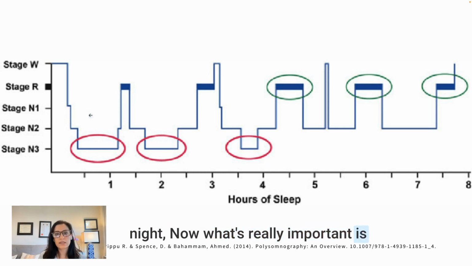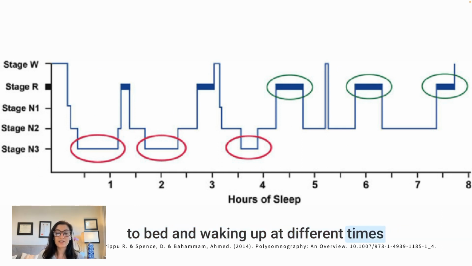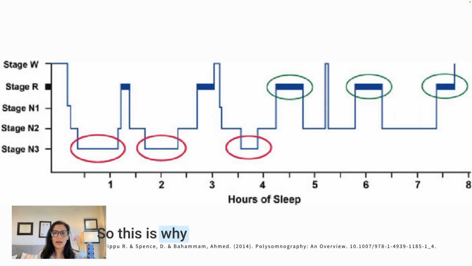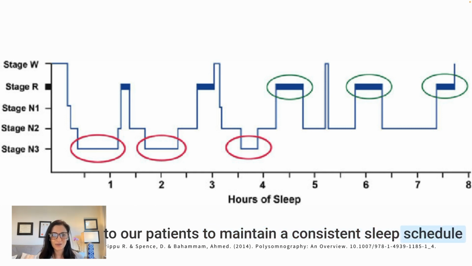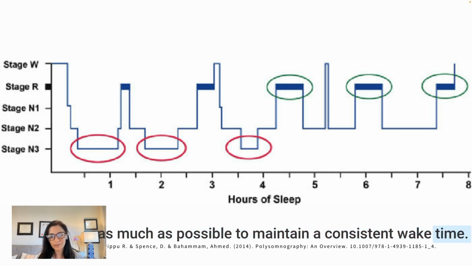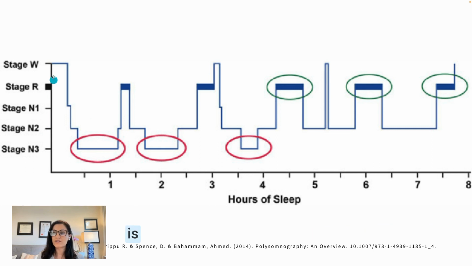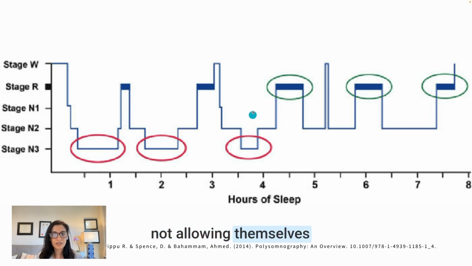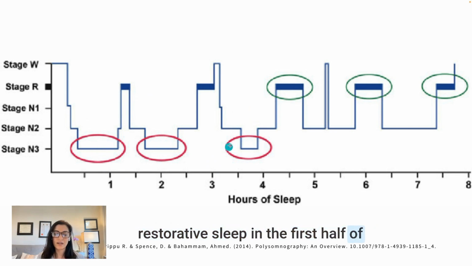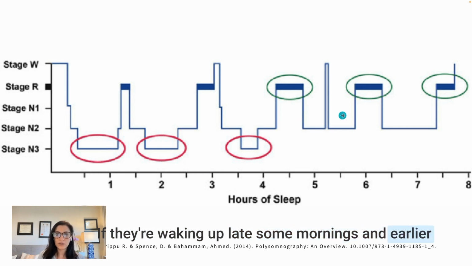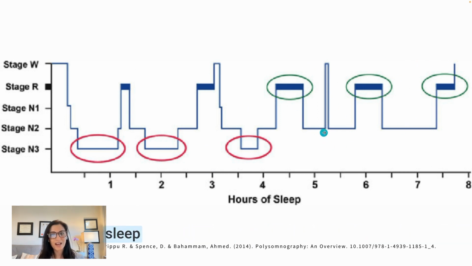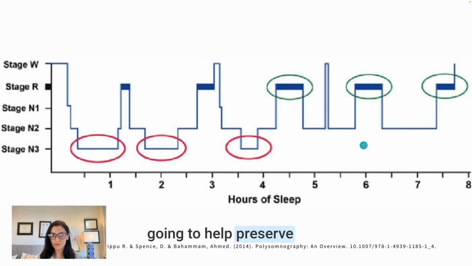Now, what's really important is that going to bed and waking up at different times is going to cause disruption of the sleep architecture. So this is why, as physicians, we're always recommending to our patients to maintain a consistent sleep schedule as much as possible, a consistent wake time and a consistent bedtime as well, because maintaining consistency in the sleep schedule is going to help preserve the sleep architecture. When patients go to bed too late, they're not allowing themselves to get this deep restorative sleep in the first half of the night. If they're waking up late some mornings and earlier other mornings, they're not allowing these stages of REM sleep to happen in the second half of their sleep cycle. Maintaining that consistent sleep schedule is going to help preserve sleep architecture.